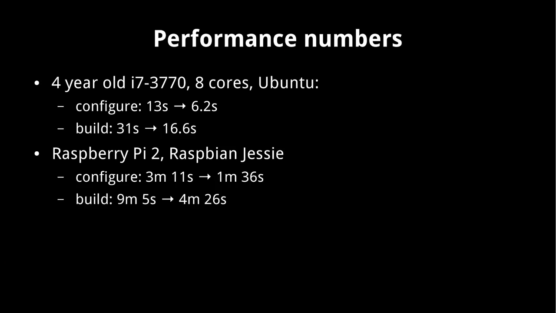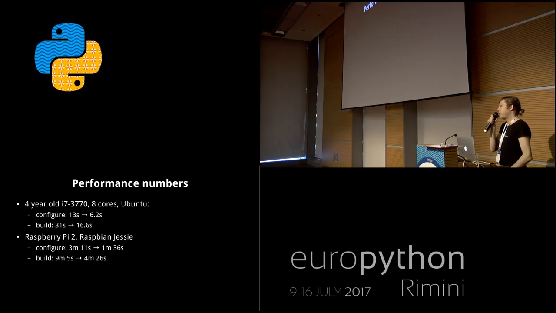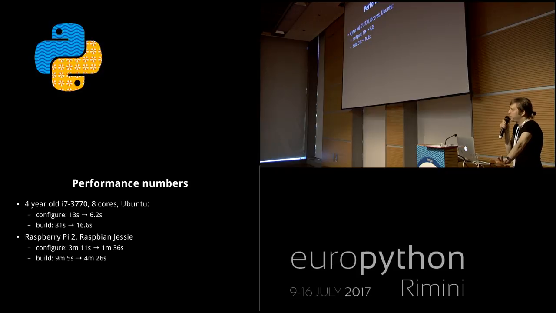So let's look at the performance numbers of this thing. Who in here knows how big the config.ac file is in... wrong slide. So on my four-year-old i7 with 8 cores, the config time on Autotools takes 13 seconds. And with Meson, it takes 6 seconds, which is about 50% faster. Build time is 31 seconds, which goes down to 16, which is again about 50% faster.